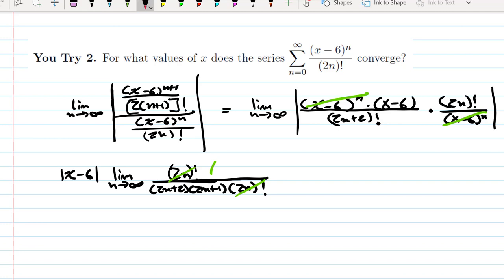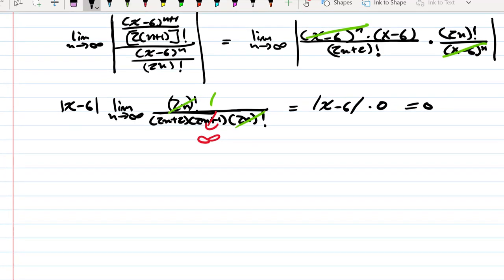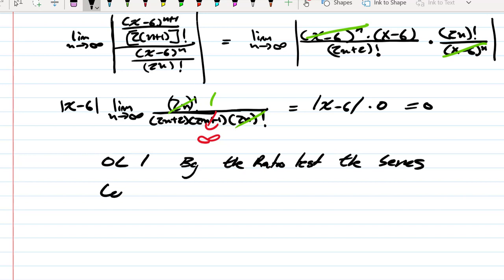So our limit then, as n goes to infinity, this goes to infinity and this goes to infinity. So we have a constant divided by infinity equals 0. So x minus 6 times 0 equals 0. So 0 is less than 1, so by the ratio test, the series converges for all x. That is from negative infinity to infinity.